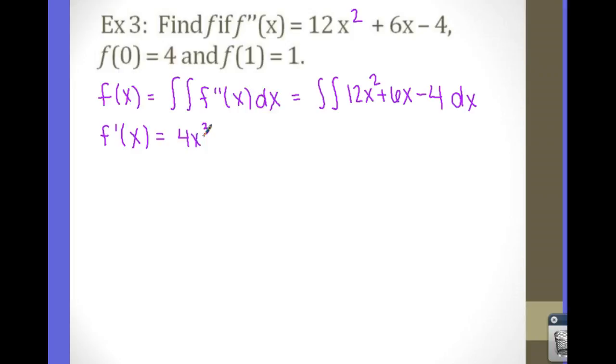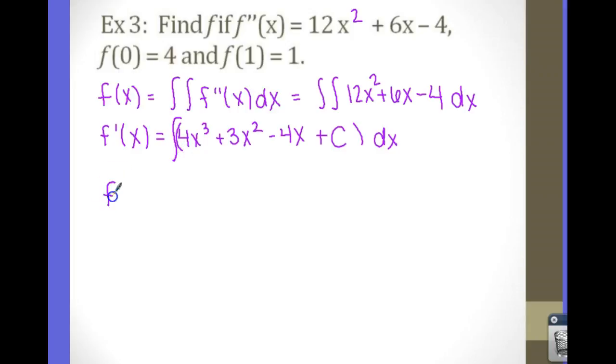6x over 2 is x squared, since you have to do 6 divided by 2, which is 3x squared, minus 4, plus c. This is where it gets a little trickier. That's f prime. I have to antiderive f prime to get to f, so I need the antiderivative of all of this.